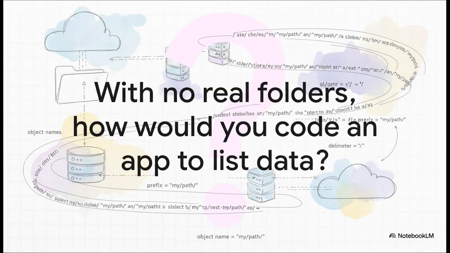Knowing what you know now, that there are no real folders, just long object names that happen to have slashes in them, how does that change the way you would write code to, for example, list all the files in a directory? It's a fundamental shift that really does impact everything.